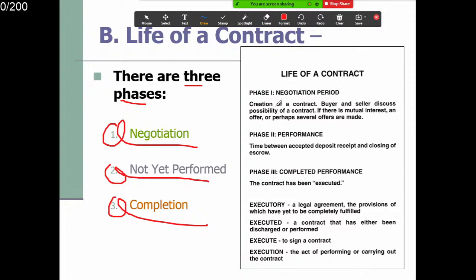So these vocabulary you have to understand too, right? Just like in contract. Okay? Executory is what? A legal agreement, the provision of which have yet to be completely fulfilled. So executory is in the middle, midstream, okay? 中间的操作的协议叫 executory. Executed 完成了，OK，还是它取消了，OK。Contract that has either been discharged or performed.